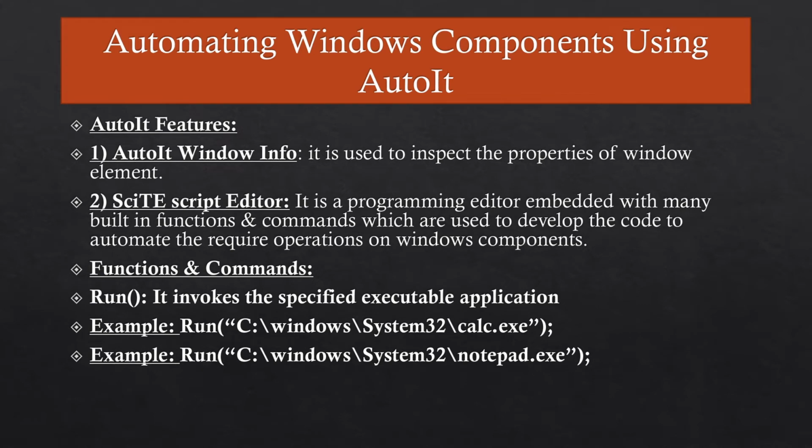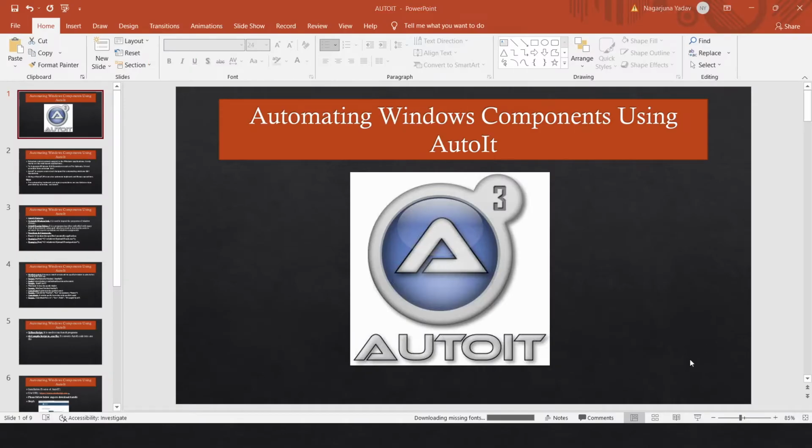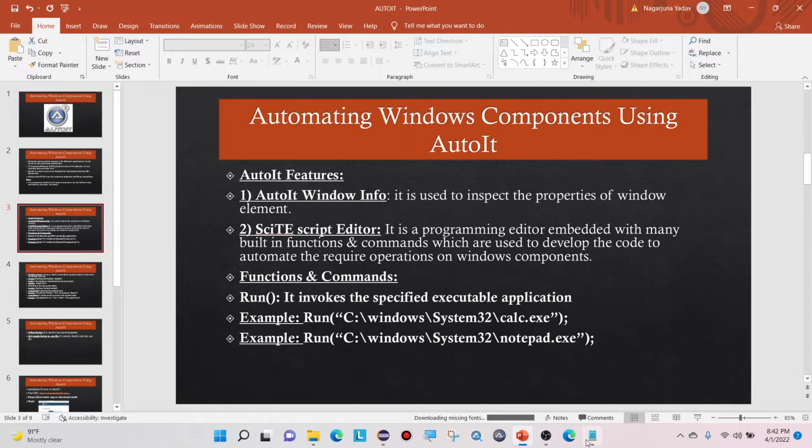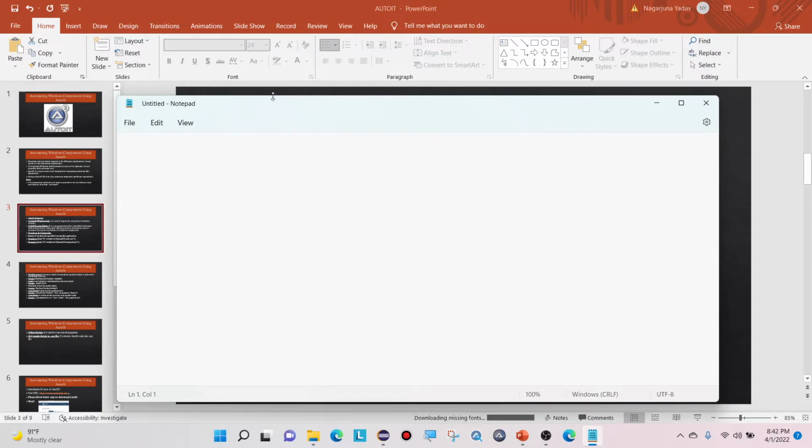What is the AutoIt Window Info feature? It is used to inspect the properties of a window element. With the help of this AutoIt Window Info we can easily inspect the properties of a window element. For example, let me go to one Notepad application. Okay, so this is one application.